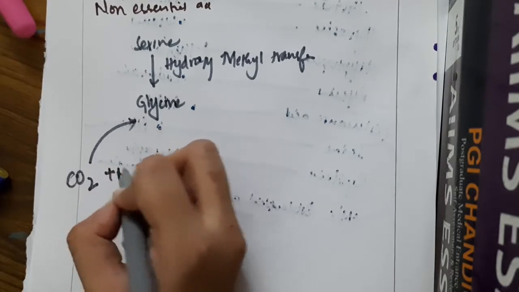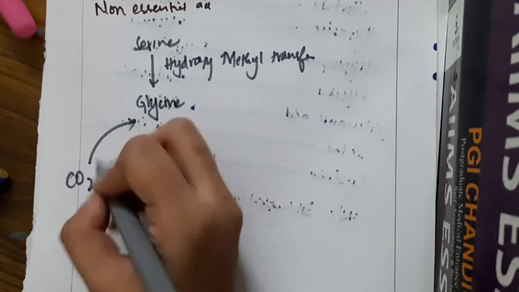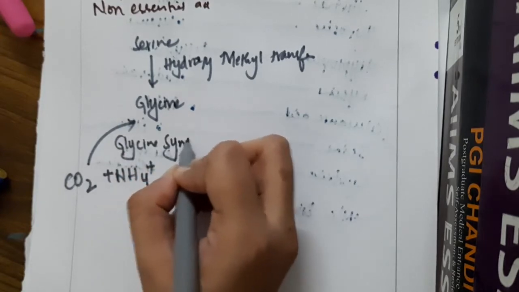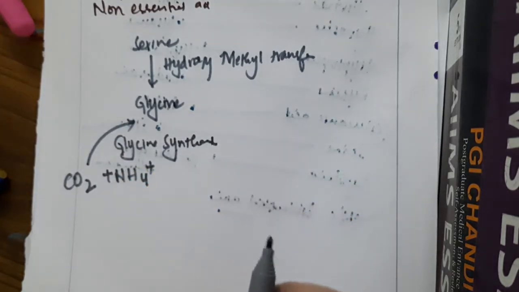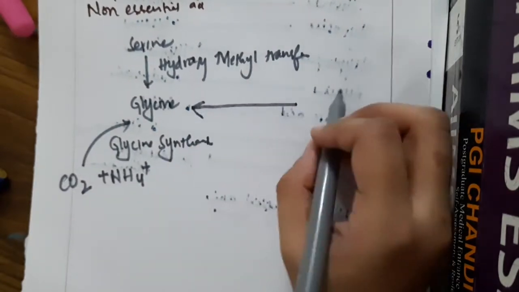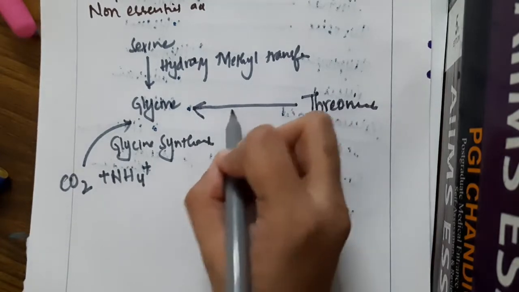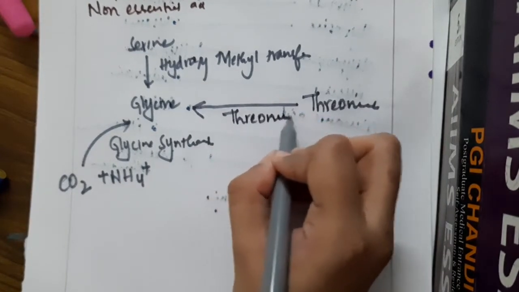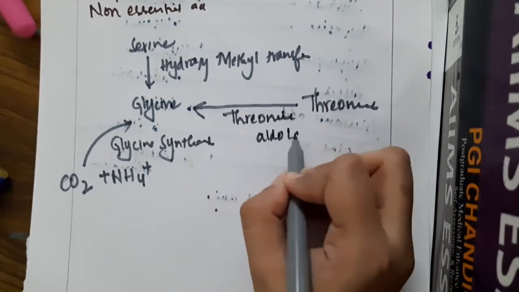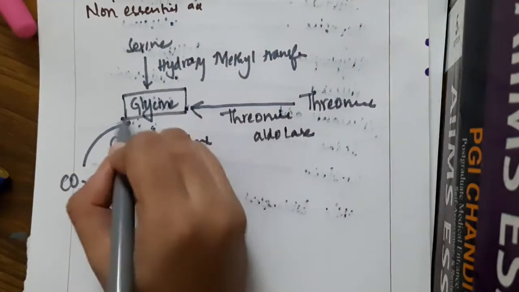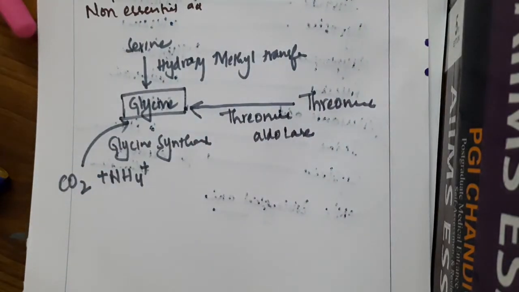Glycine is also produced from carbon dioxide and ammonium combined together in the presence of the enzyme glycine synthase. Glycine is also formed from threonine, in the presence of the enzyme threonine aldolase. Threonine aldolase converts threonine to glycine. This is how the amino acid glycine is formed.